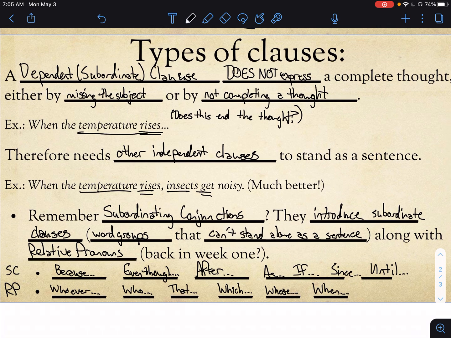Okay? Go ahead and submit this for a check. We're going to be working all week on identifying types of clauses.